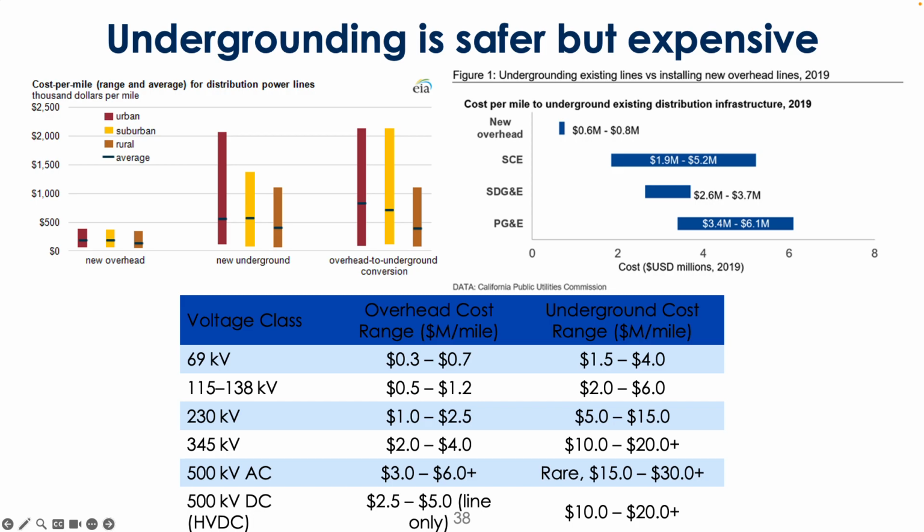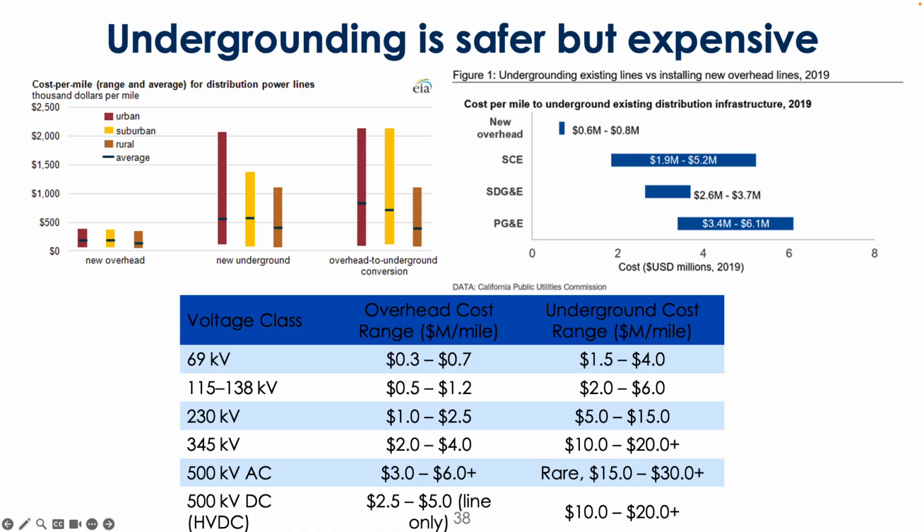So, cost per mile to underground. This one is particularly talking about distribution infrastructure, and you can see the cost there. And then this table here describes the undergrounding costs associated with the different voltage classes in our transmission system. These are approximate, but we're talking about for 230 kilovolts, our original $1 million per mile, that's now $10 million a mile, right? So 10 times more expensive.